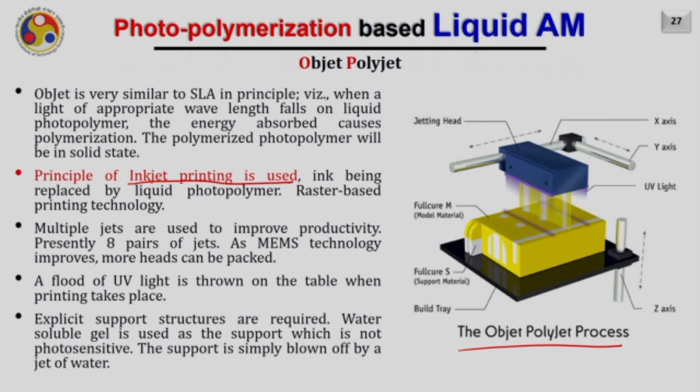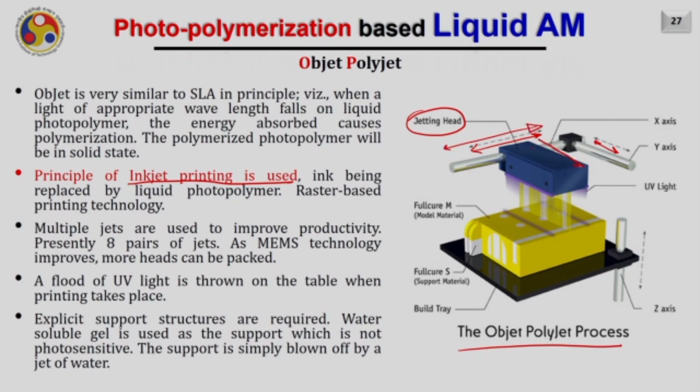Explicit support structures are of course required here, and a water soluble gel is used in this case, which is not really very photosensitive, and the support is simply blown off by the jet of water. So this is the jetting head that you are seeing here. As it is mounted on two axes, this is the x axis and this is the y axis, the head moves back and forth like this.